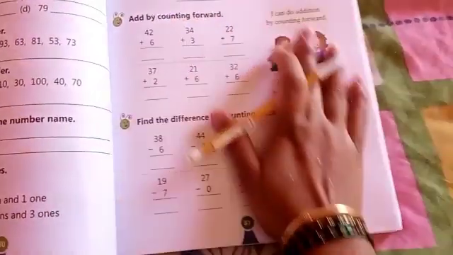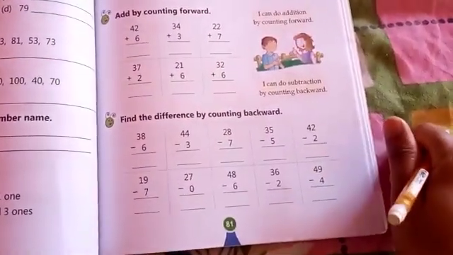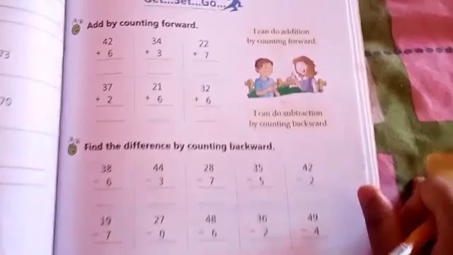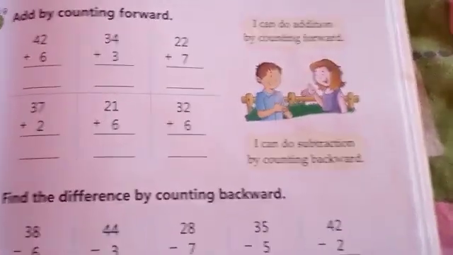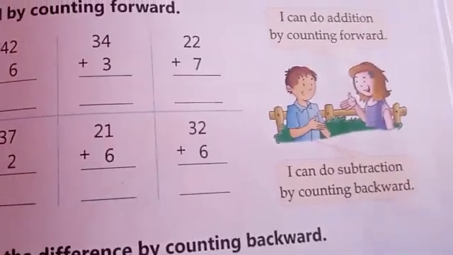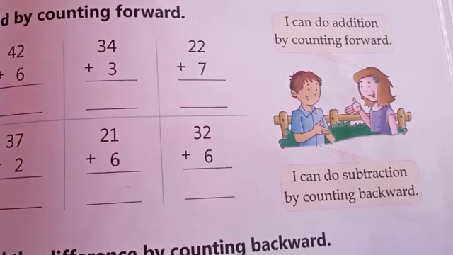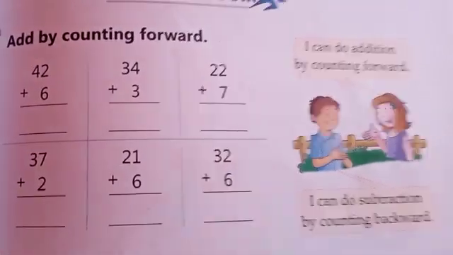Here you have some problems which are related to the previous topic, that is addition and subtraction from 0 to 21 and from 0 to 50. Now let us solve these problems. These are worked out problems. We need to solve it.